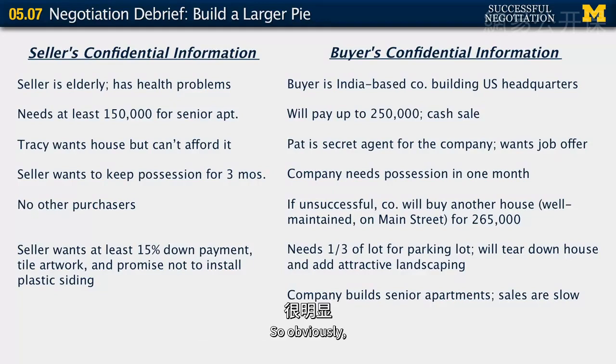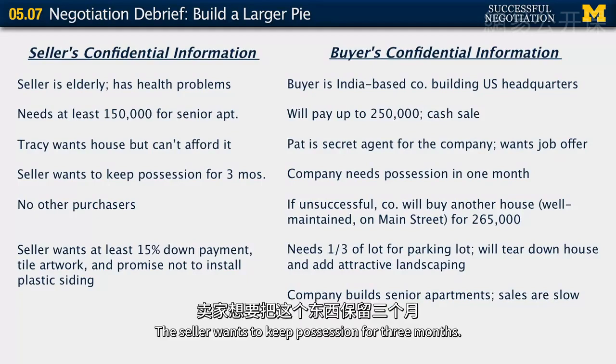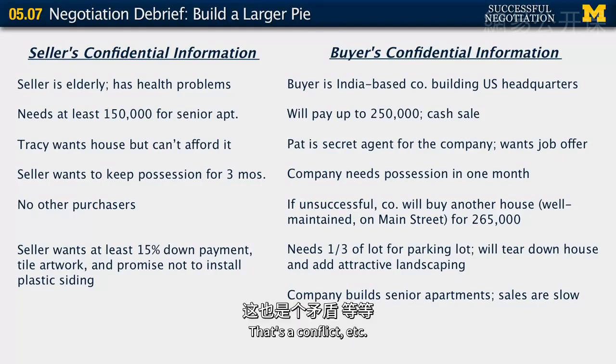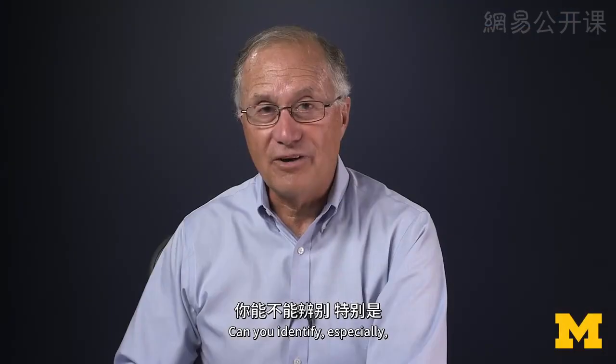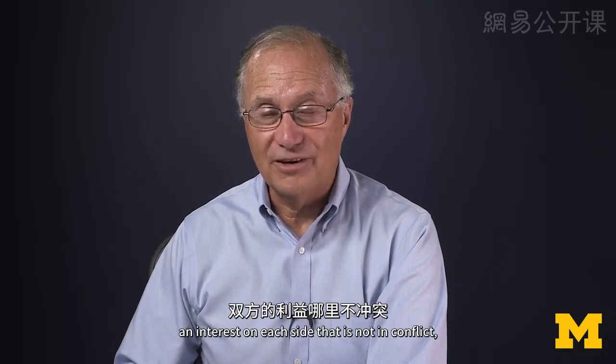So, obviously the seller wants as much money as possible. The buyer wants to keep as much money as possible. That looks like a conflict. The seller wants to keep possession for 3 months. The company needs possession in 1 month. That's a conflict, etc. So where are the interests in conflict and where are they not in conflict? Can you identify especially an interest on each side that is not in conflict, that represents the key to developing a larger pie? Think about that for a second. Press pause if you want to.